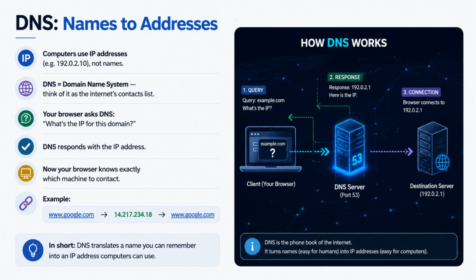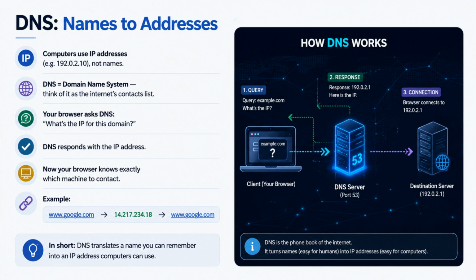Computers don't actually understand domain names. Underneath, everything runs on IP addresses, numbers like 192.0.2.10. So the very first thing that happens when you load a page is a DNS lookup. DNS stands for Domain Name System, and its whole job is translating a name into an address. Your browser essentially asks, "What's the IP for this domain?" and gets a number back.